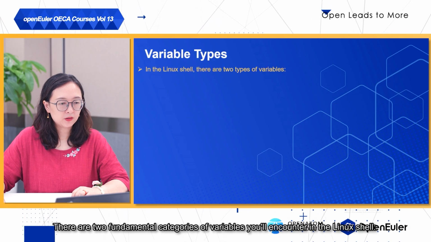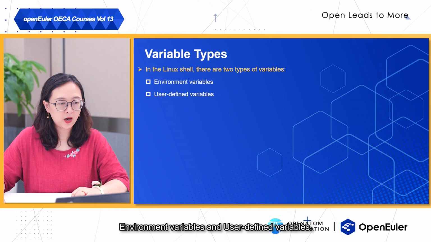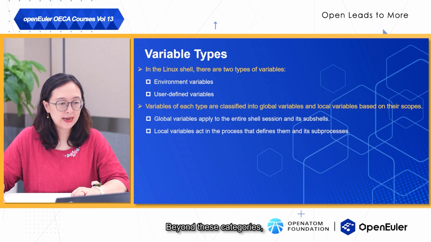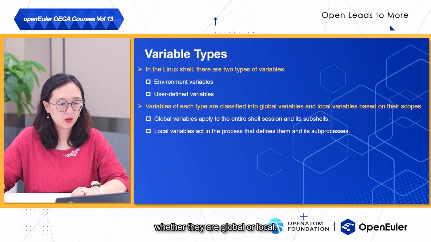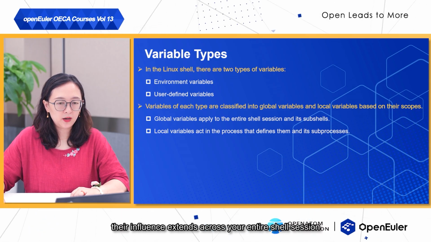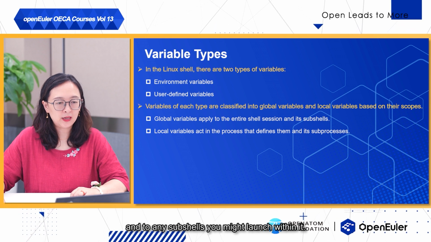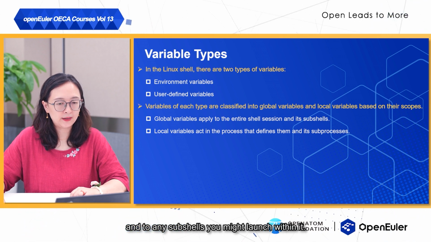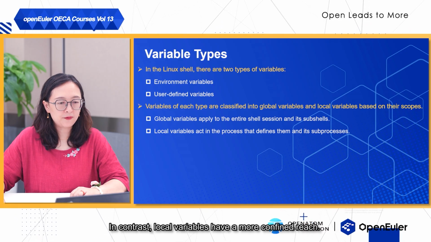There are two fundamental categories of variables you will encounter in the Linux shell: environment variables and user-defined variables. Beyond these categories, variables are further classified by their scope, specifically whether they are global or local. Global variables are far-reaching. Their influence extends across your entire shell session and to any subshells you might launch within it. In contrast, local variables have a more confined reach.